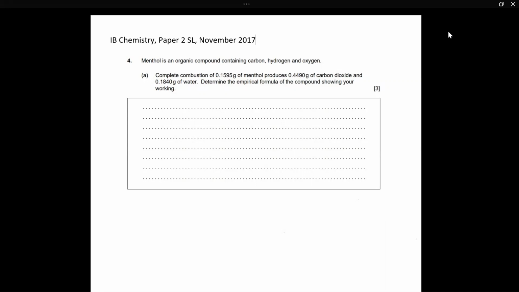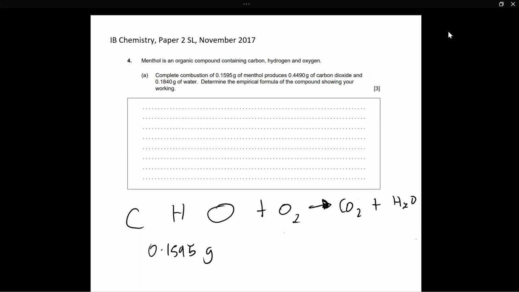Now, it asks us, menthol is an organic compound which contains carbon, hydrogen, and oxygen. So basically, menthol contains carbon, hydrogen, and oxygen. That is all it's made up of, right? The complete combustion of 0.1595 grams of menthol. So combustion is basically it reacting with oxygen. When you burn something, it produces carbon dioxide and water. And they've told us that it produces 0.449 grams of carbon dioxide and 0.184 grams of H2O or water vapor. These are all gaseous.